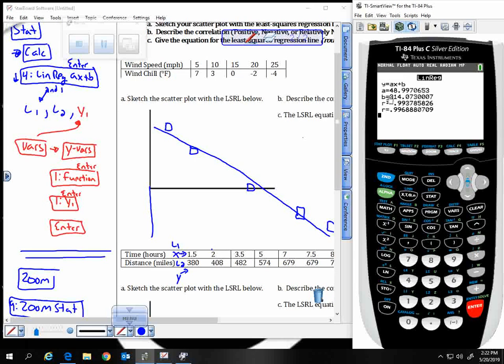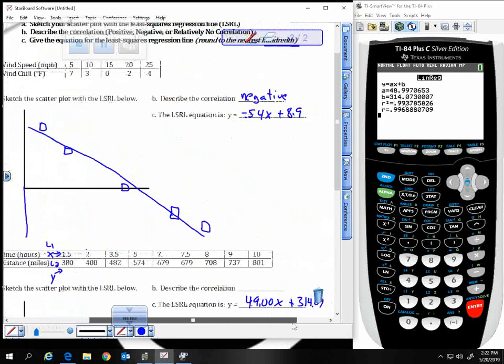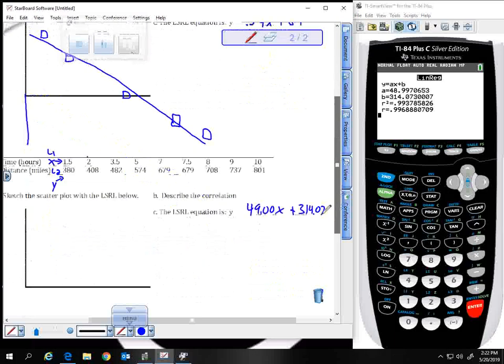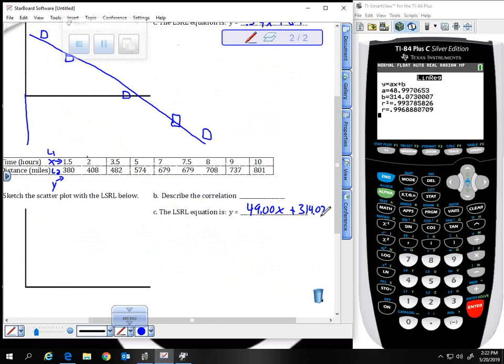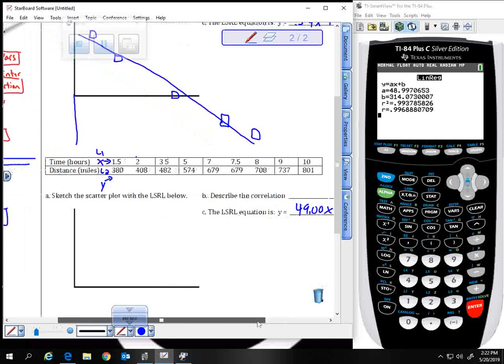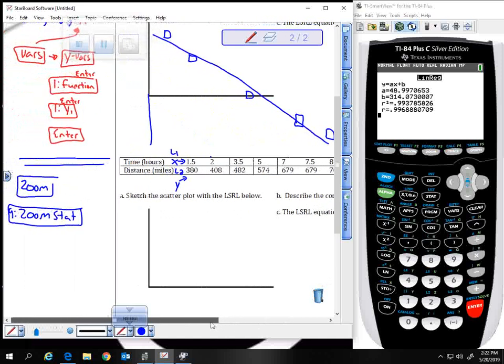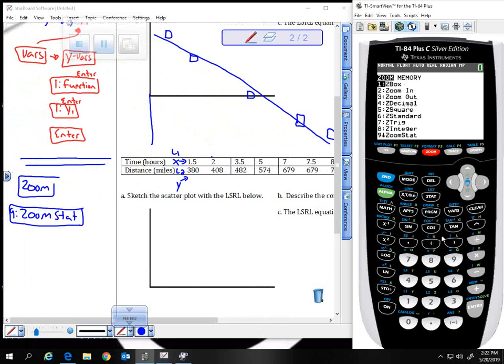So my slope is 48.997, and my B value is 314.07, and that's going to round to 49.00x and 314.07. We are going 2 decimal places to the 100th spot. Once you have done that, then it's zoom, and go down to zoom stat or hit 9.